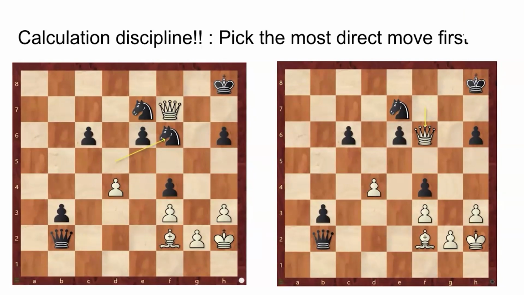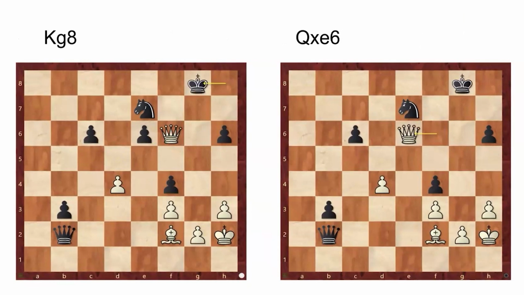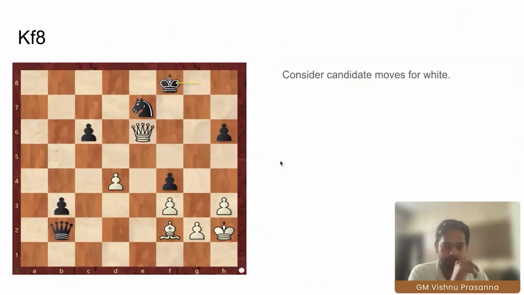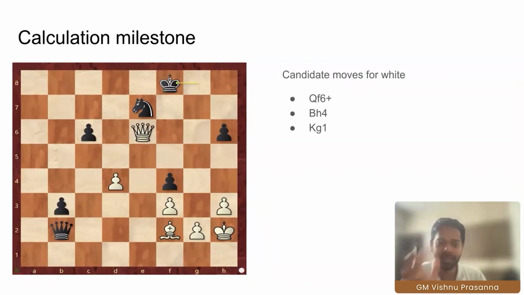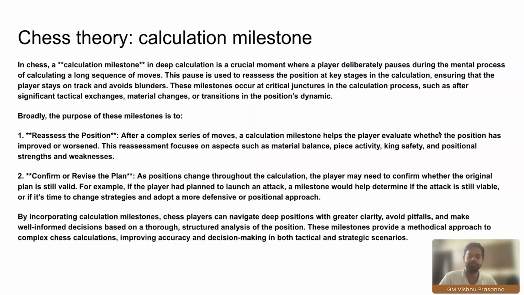So knight f6, queen f6, king g8, queen into e6. So very direct position. King f8, what should white do? Right? So we are calculating deep and suddenly we have to stop to consider the possibilities. Bishop h4. So two things we have to do for calculation milestone. Calculation milestone comes where we want to reassess the position.